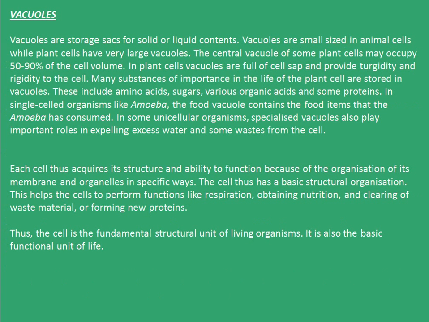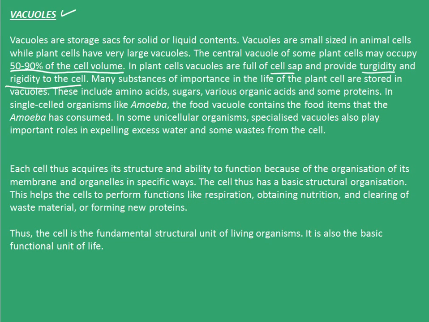This brings us to the last organelle which we have to study, that is the vacuoles. Vacuoles are storage sacs for solid or liquid contents. Vacuoles are small in animal cells, while plant cells have very large vacuoles. The central vacuole of some plant cells may occupy 50 to 90% of the cell volume. In plant cells, vacuoles are full of cell sap and provide turgidity and rigidity to the cell.